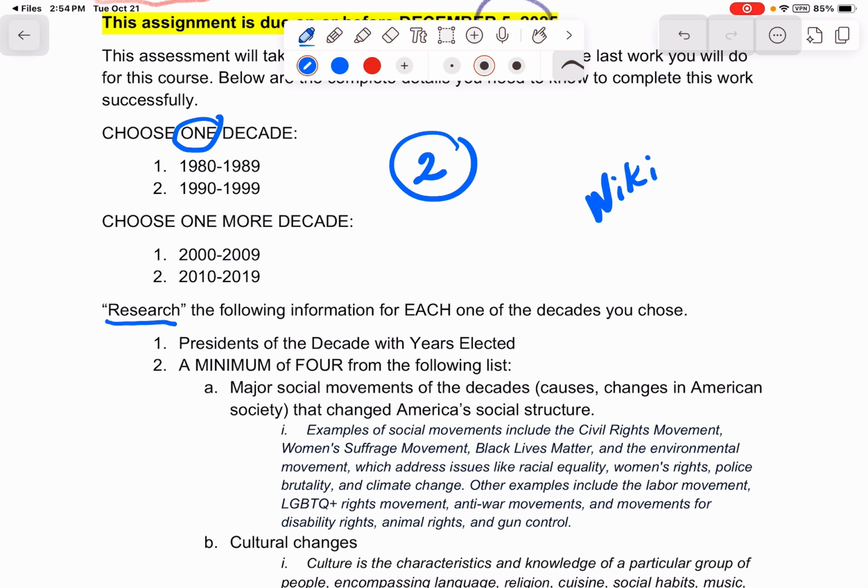And I've given you some places to go to look for the proper way to find the material that you need. And so the first thing you're going to research is who were the presidents during the decades that you've chosen. Okay? So who were the presidents you chose 1 or 2 here? And then you chose your second decade. So you're going to do a presentation on who the president was, the years that they were elected. Very simple information.